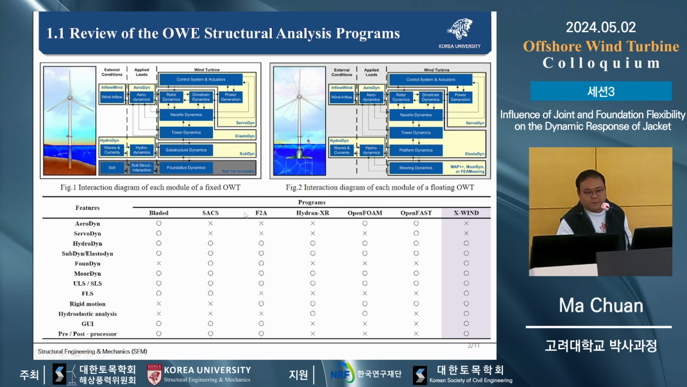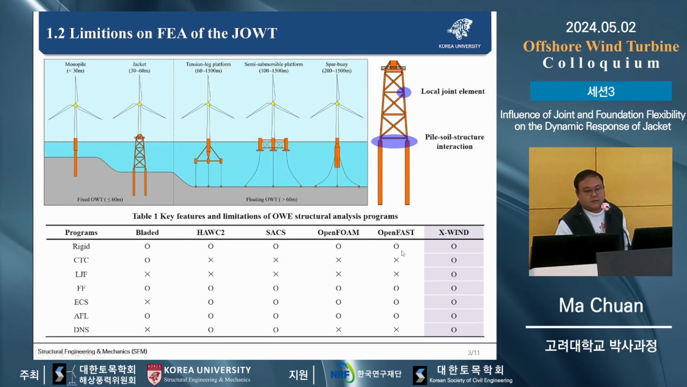Here, we compare the commonly used programs in terms of the various dynamic models and the functions in the ULS and FLS analysis, also the rigid motion and hydroelastic analysis, and the GUI and pre-post processing. We can see most of the programs are still limited in some aspects. So based on the XWind program, we made some improvements. But today we only focus on the limitations in the simulation of the jacket structures.